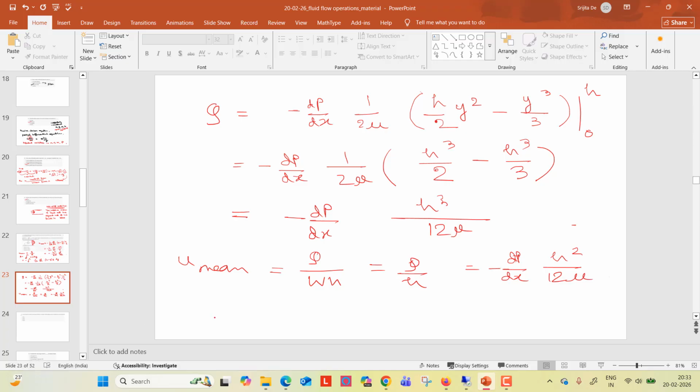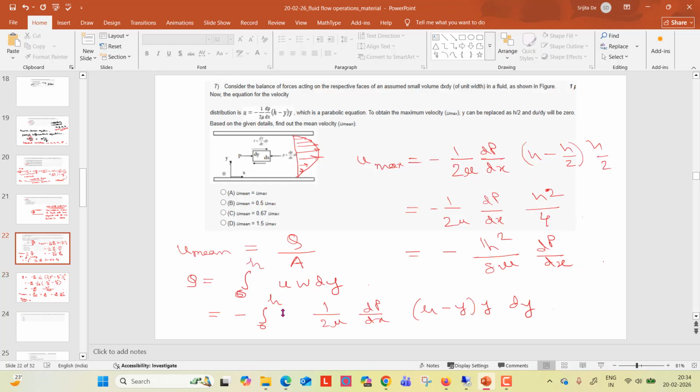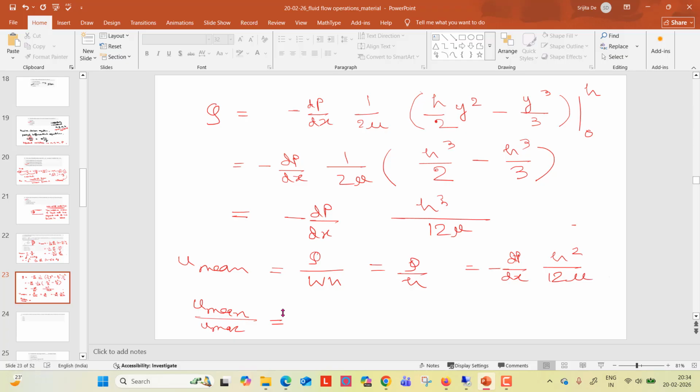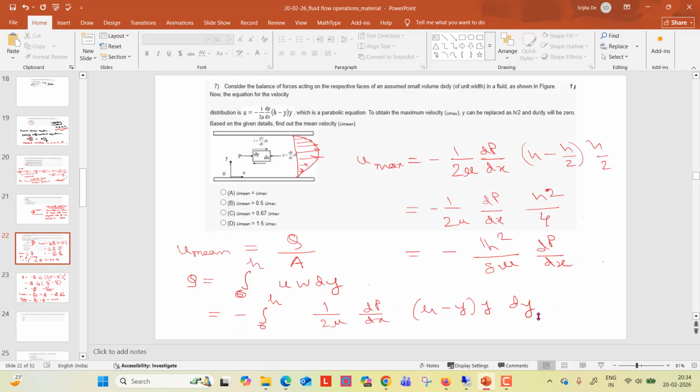u mean will be... so if you do u mean by u max, minus dp dx will cancel out, h square will cancel out, and it will be 8 mu by 12 mu. So it will be 8 by 12, that is 2 by 3, and it is coming as 0.67. So the answer will be, u mean will be 0.67 u max. So this is C. Next question.